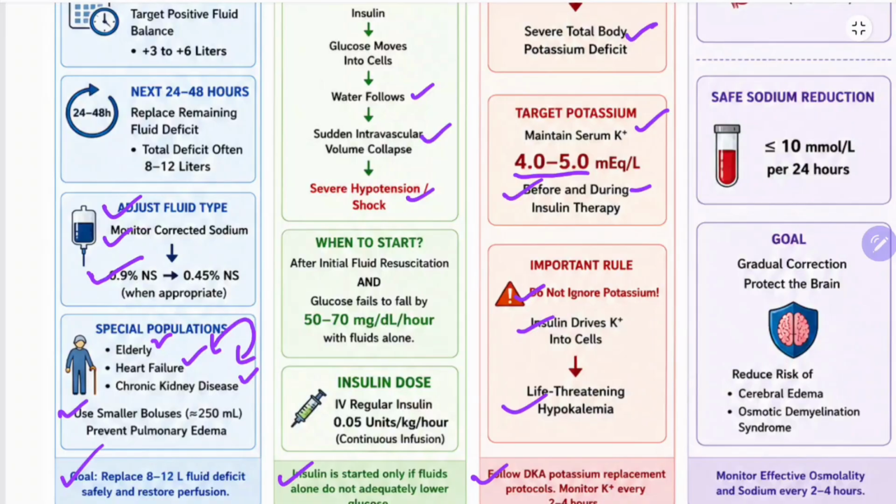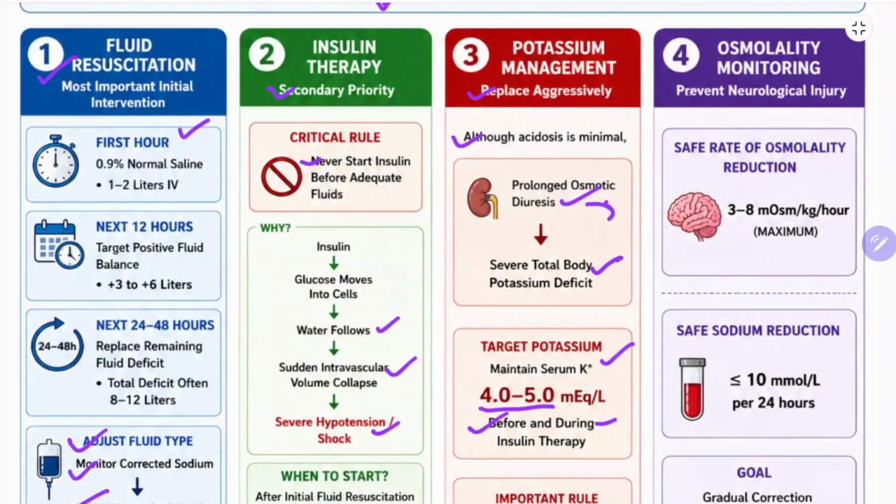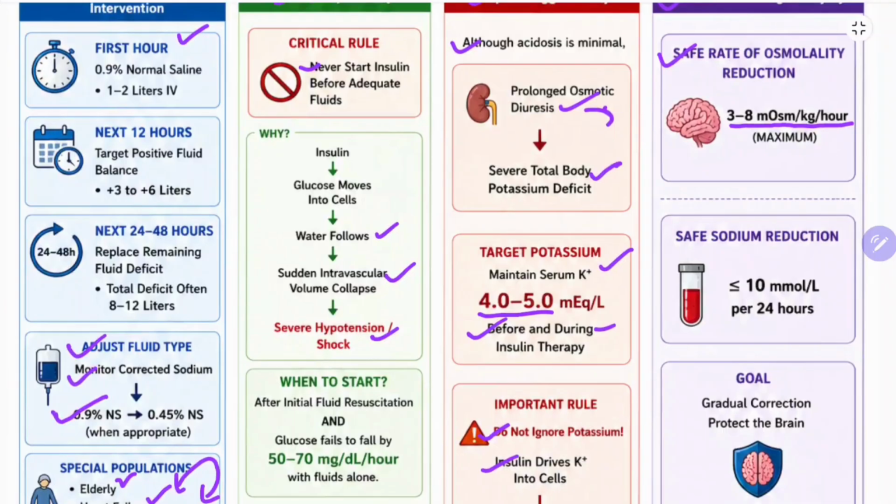That is the thing. So first thing is no need of insulin if fluid only is correcting the hyperglycemia, but there is a need of potassium. Check the potassium levels every 2 to 4 hours and add according to the protocol of DKA. Osmolality monitoring to prevent neurological injury. Safe rate of osmolality reduction is 3 to 8 milliosmol per kg per hour. So this is the safe rate of osmolality.